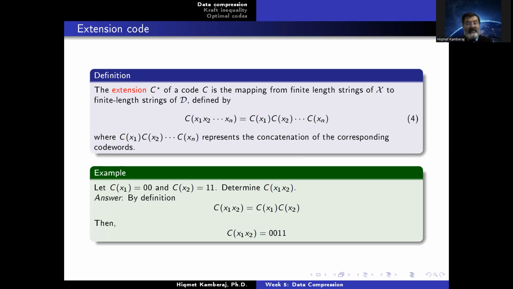For example, let C of x1 be 0, 0 and C of x2 be 1, 1. I want to determine C of x1, x2. By definition, C of x1, x2 is the concatenation of the string C of x1 with the string C of x2. This would mean that C of x1, x2 is the sequence of bits, or the string, 0, 0, 1, 1.